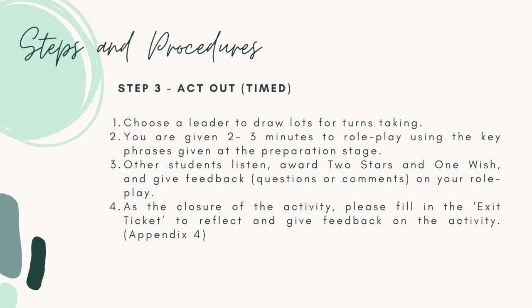Step 3, act out. They have to choose a leader to draw lots for turn taking. They are given about 2 to 3 minutes to role play using the key phrases given at the preparation stage. The other students will listen and award 2 stars and 1 wish and give feedback, either asking questions or giving comments on their friends' role play.